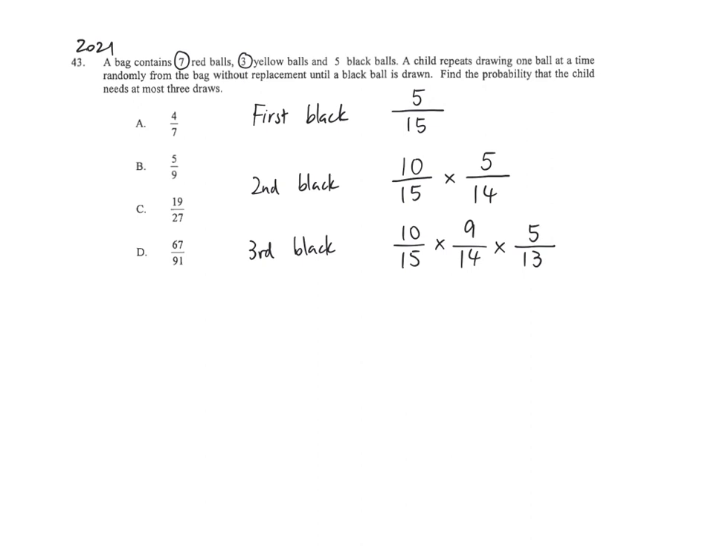Because it can be any of these, it's an OR case. So we simply add these fractions up and we get the answer. And the answer in this case is 67/91. Therefore, the answer is D.